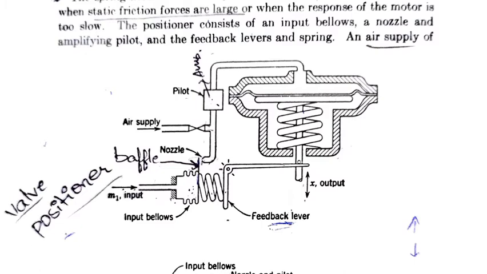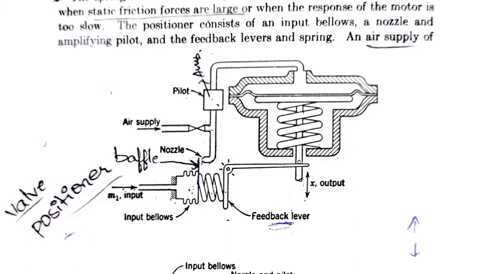Okay, I think this is clear. Once again I'll repeat. Here you supply M1 as the actual input supply. Whenever you supply M1, the bellow will expand. Whenever the bellow expands, it moves the baffle towards the nozzle. The baffle is nothing but the flapper. As the flapper moves towards the nozzle, the nozzle gap is reduced. Here I am going to supply the air supply. This is a flapper nozzle mechanism, right?